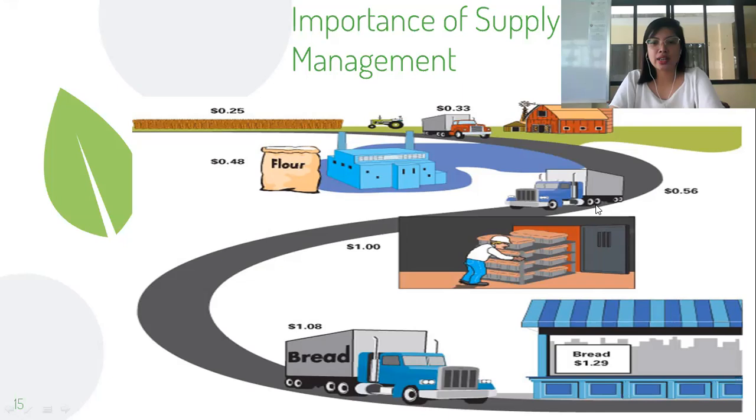there are also trucks here, and then you have the flour, okay, settled here inside a factory or a commissary, and then it will be delivered by a truck again with the cost again, and then delivered to a big shop with this cost. So as you can see, from $0.25 to $0.33 to $0.48 to $0.56 to $1 to $1.08 and to $1.29. The cost adds up, okay, because of the chain of supply that has been done.